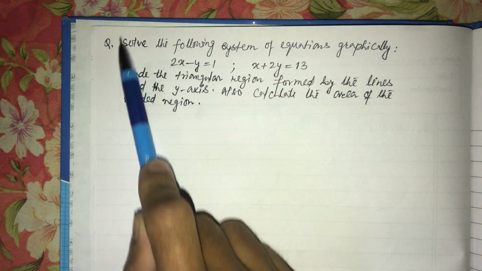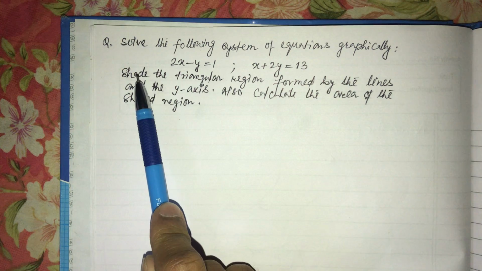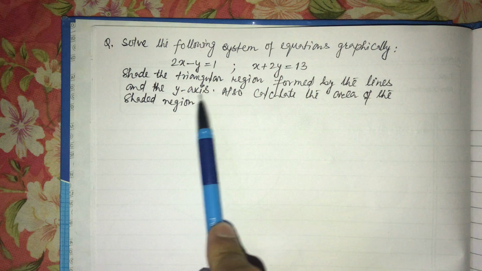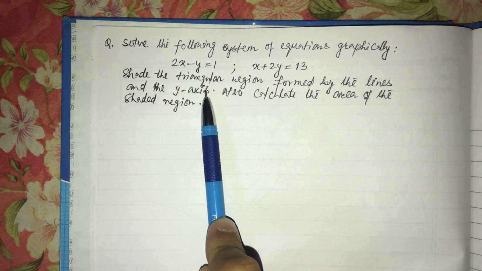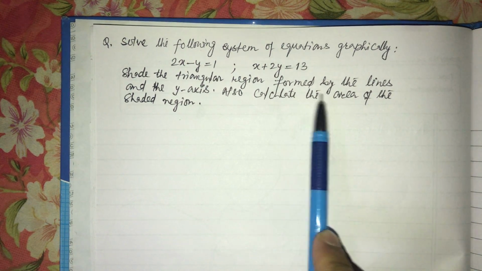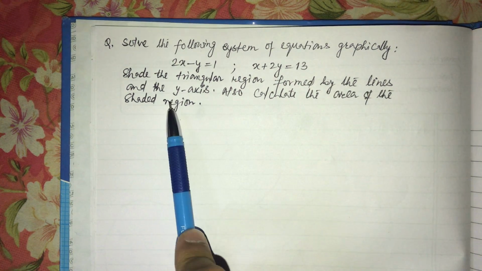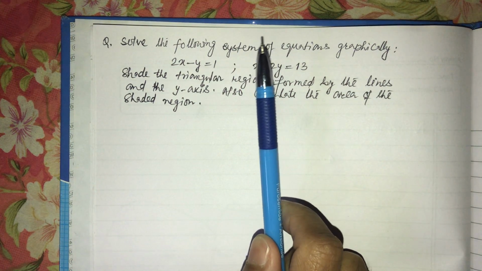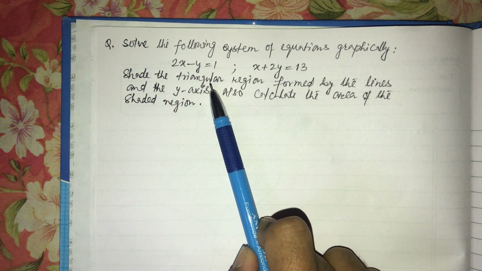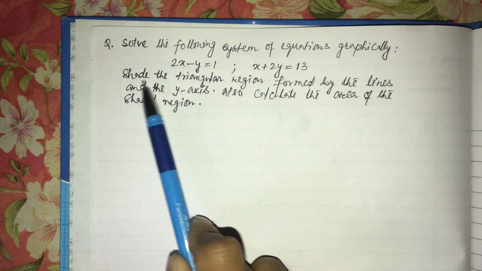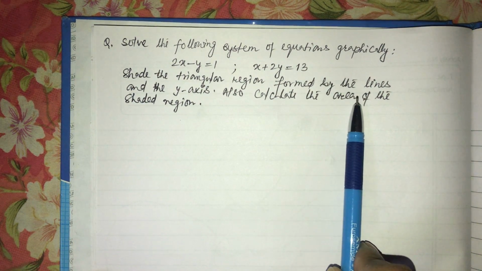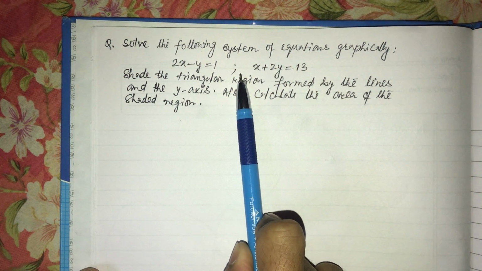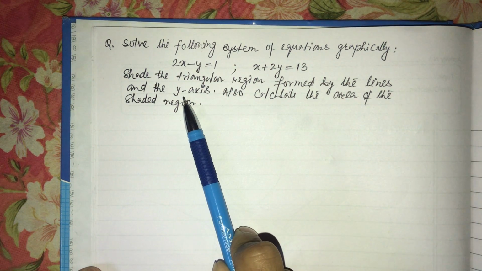So first thing is to solve this equation graphically. Then you need to set a triangular region between these two lines and the y-axis. Okay, second task. Third task is also to calculate the area of the shaded region. You need to find the area as well, from that graph, the shaded triangular region. So in this question, we have three different parts. One is to solve, second is to set the triangle, third is to find the area of the shaded triangular region. In this case, you don't require to write coordinates of the vertices of the triangle.